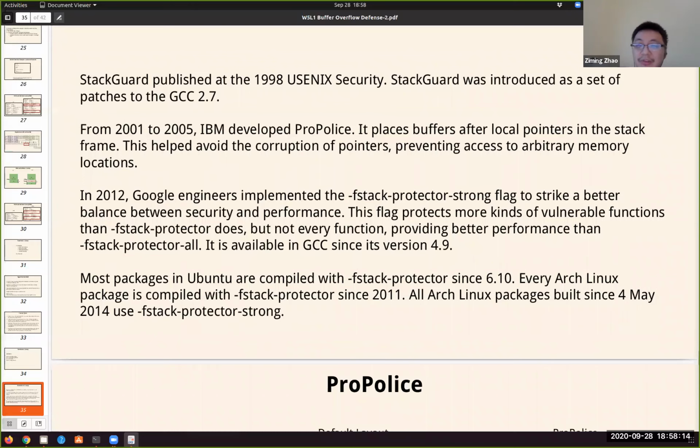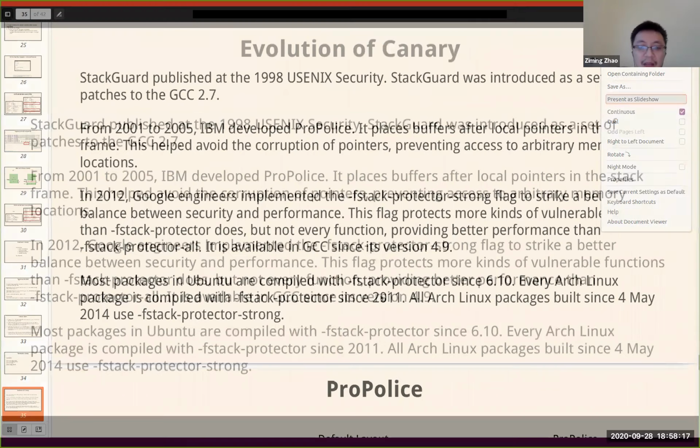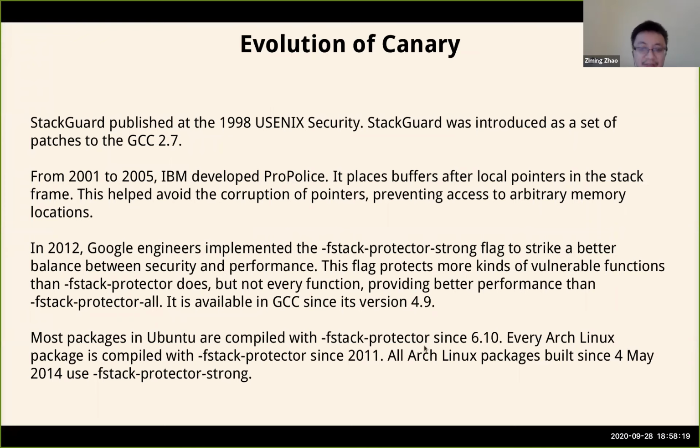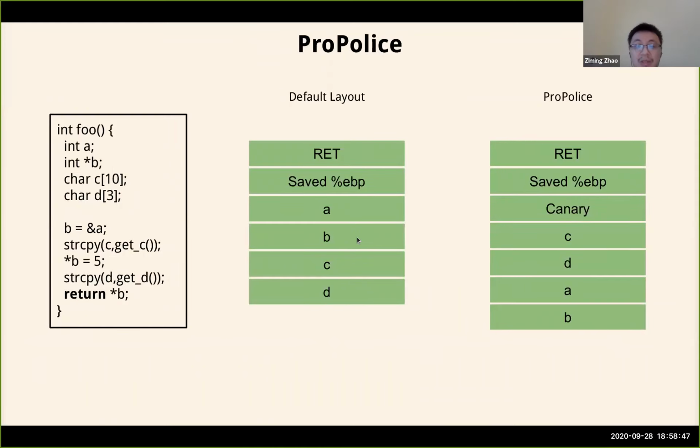And this one has been available for GCC for a while. Most packages in Ubuntu right now are compiled with the Stack Protector flag. And Arch Linux, some people like Arch Linux, also used Stack Protector since 2011 to compile everything. And after 2014, Arch Linux actually compiled everything with Stack Protector Strong. Okay, so that's a little bit of the evolution of this very simple idea, the canary. Then let's take a look at what this IBM ProPolice does.